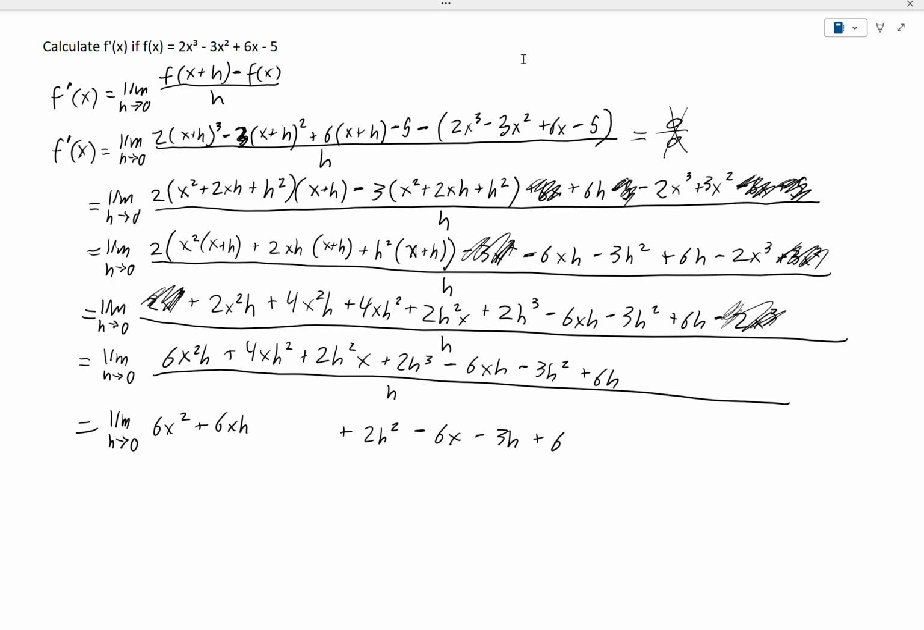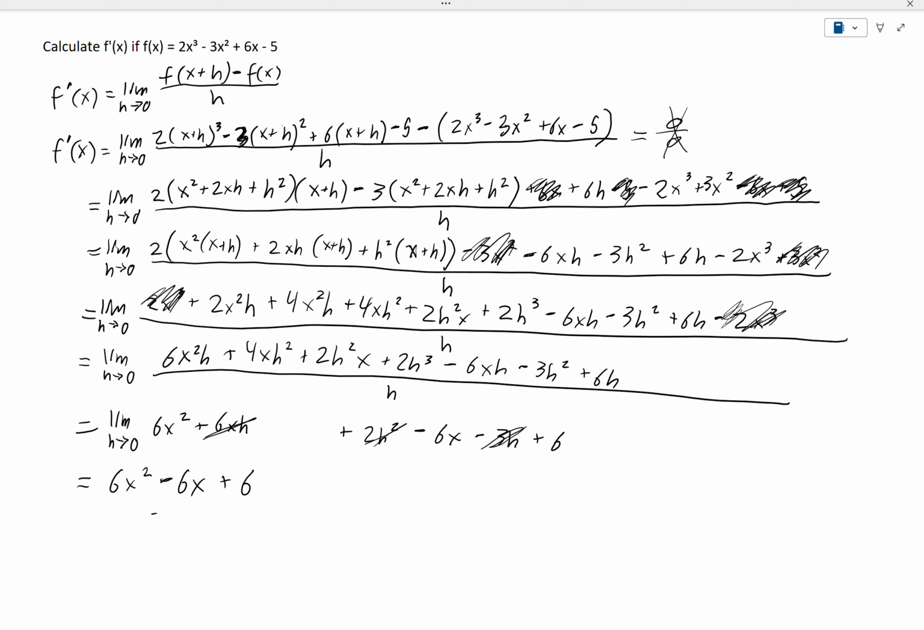And now I'm going to evaluate this limit using direct substitution. And we'll see if we still get 0 over 0, which we shouldn't because we don't have a denominator anymore. So if I put in 0 for every h, we don't need the limit notation anymore. If I put in 0 for every h, I get 6x squared. This term drops out. That term will drop out. That term will drop out. So I'll just be left with those terms. That's all I'm left with.